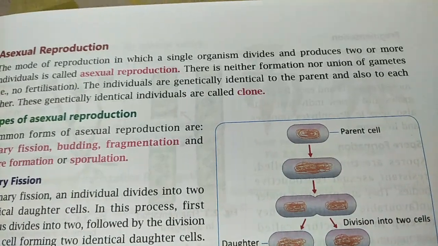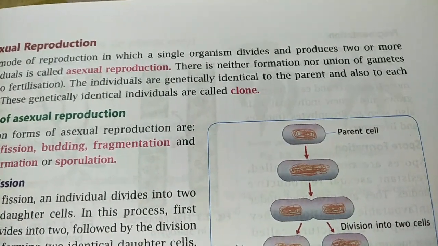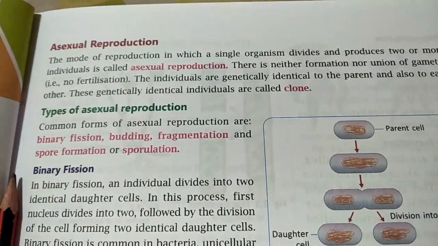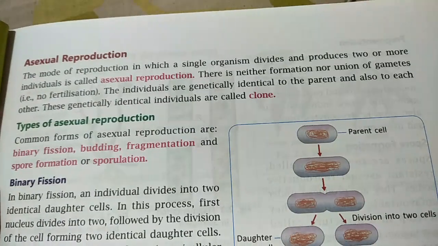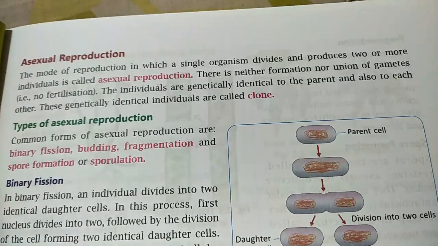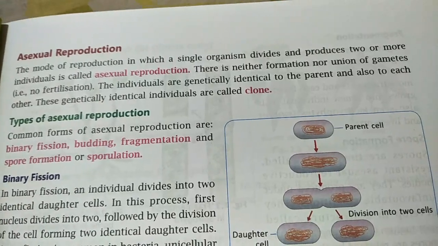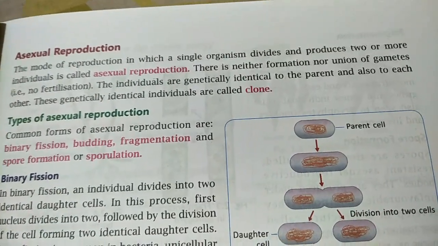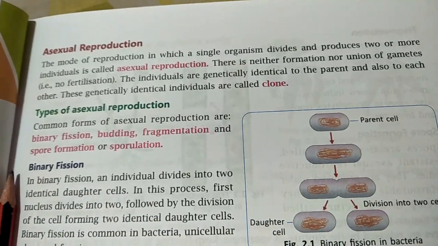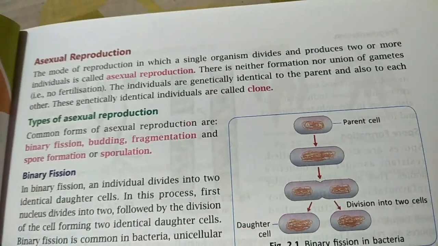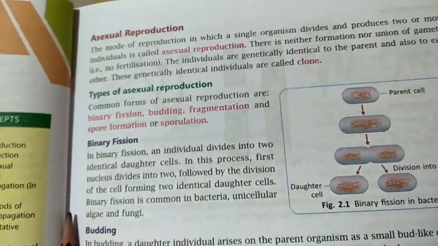There is neither formation nor union of gametes, so there is no fertilization as mentioned. The individuals are genetically identical to the parents and also to each other. These genetically identical individuals are also known as clones. Okay, so this we have already done in the table as well, so I'm sure you've understood.